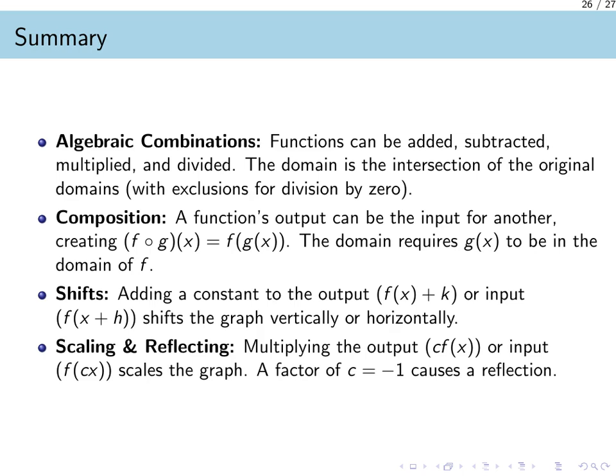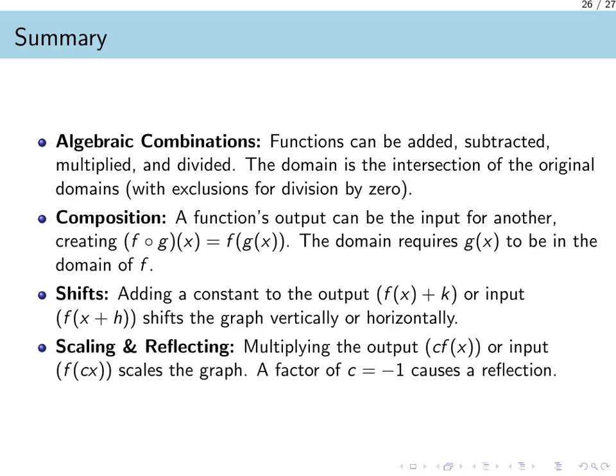To wrap up, let us review the 4 main ways we can combine and transform functions to create new ones. First, we can perform standard arithmetic on functions, such as adding or multiplying them, where the new function's domain is the intersection of the original domains. Second, we can use composition, where the output of one function becomes the input for another, as in f composed with g of x, which equals f of g of x. For this to work, the inner function's output must be a valid input for the outer function.